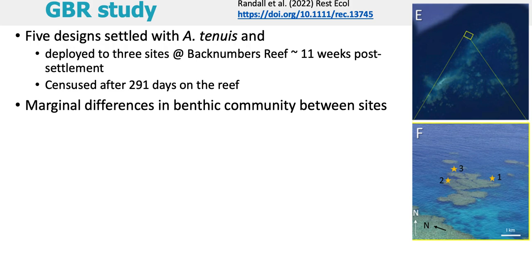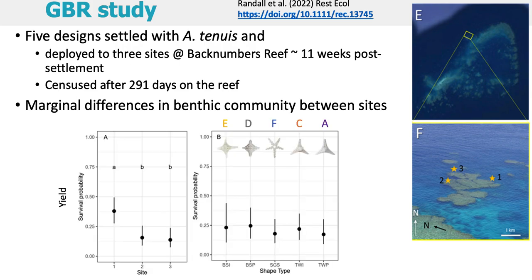The last case study: our collaborators at Ames had also done some similar tests with some of these same substrate types. They were outplanted at Back Numbers Reef at 3 different sites. You can see down in the lower corner there. The results that they obtained were similar in a lot of ways. On the right panel there, you can see the different substrate types that we've been describing with those letters.